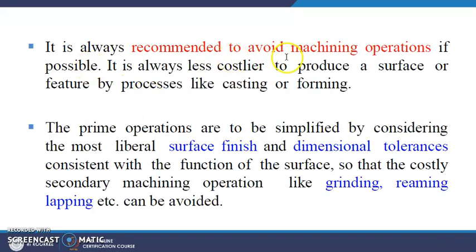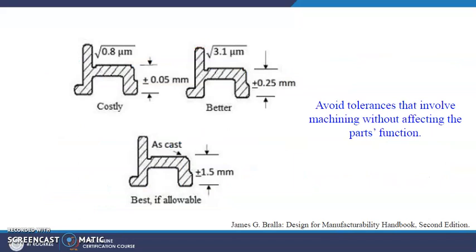It is always recommended to avoid machining operations if possible, because they remove material, so obviously your manufacturing yield will be less and you are not going to optimize your profit. The prime operations are to be simplified by considering the most liberal surface finish. The dimensional tolerances should also be liberal, not very stringent, so that problems are removed when a worker is doing the machining operation.